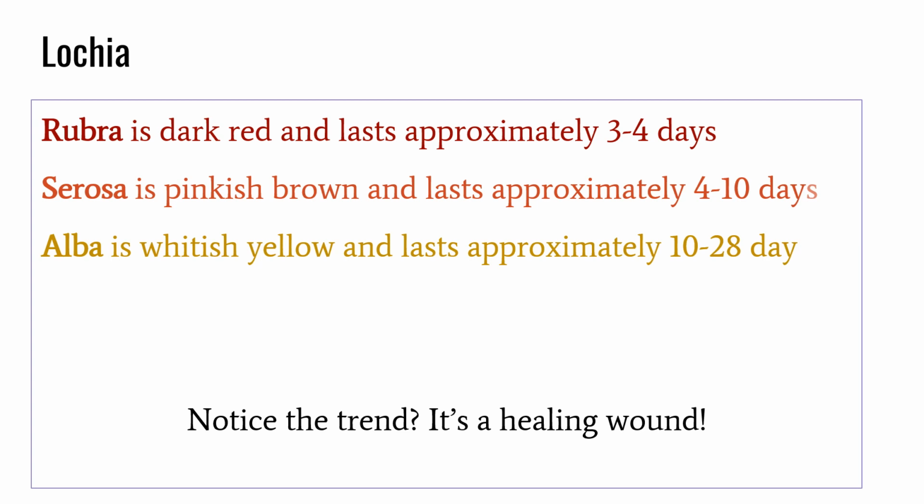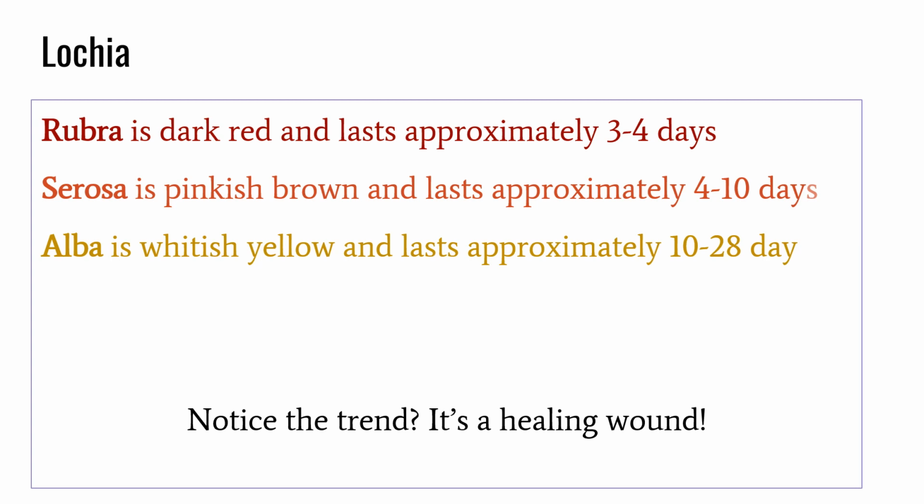Lochia alba is the final stage. The discharge is creamy white or light brown and consists of leukocytes, decidual tissue, and reduced fluid content. It occurs from days 10 to 14 but can last 3 to 6 weeks postpartum in some women and still be considered normal. Lochia at any stage should have a fleshy smell. An offensive odor usually indicates an infection, such as endometritis.